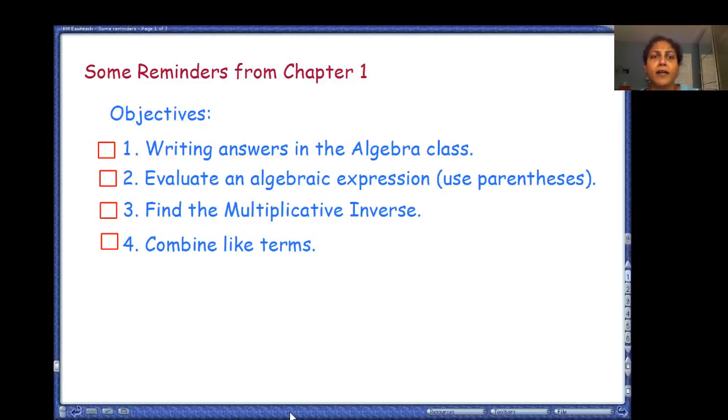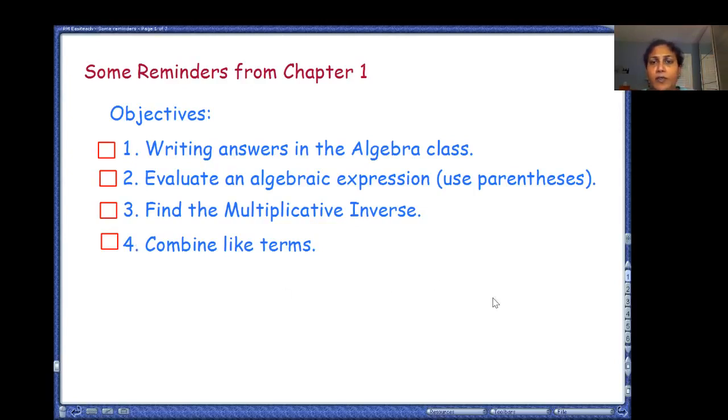Everybody, remember that this week we are working on chapter 1, and since you have covered most of the topics in chapter 1, I just want to give you some quick refreshers on the things you need to remember for this chapter. So for today's lesson, I have 4 objectives, and make sure you write them and check them off as you learn them during the lesson.